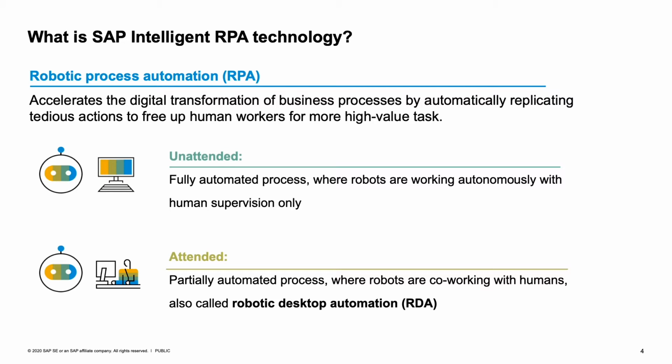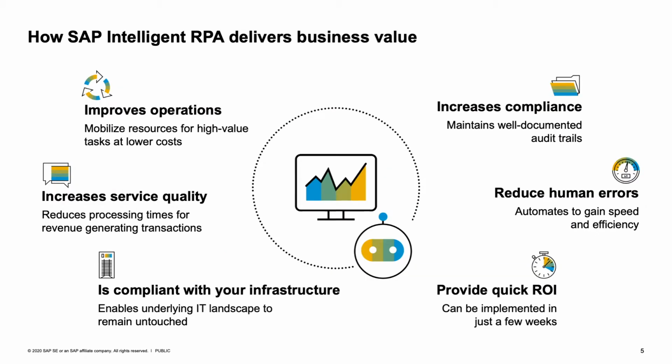An unattended bot is basically a fully automated process where the robots are working autonomously with very limited human supervision. A very simple example of this: let's suppose in your company, you are uploading multiple Excels into an ERP system. You could have a software bot do that for you, right? That's an example of an unattended bot. It will typically run on a server. The other is the attended bot. This is more like your digital assistant. So you are doing some work and the bot will help you, right? So this is also known as robotic desktop automation, sorry. So these are the two flavors.